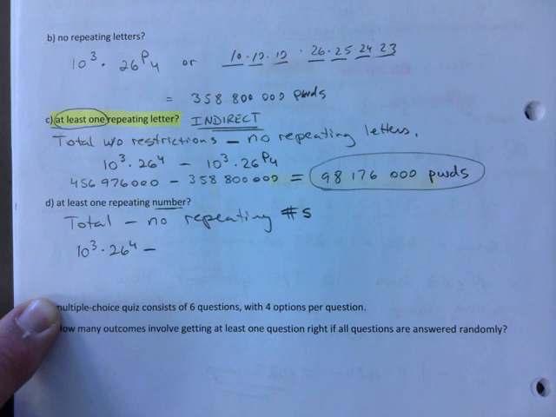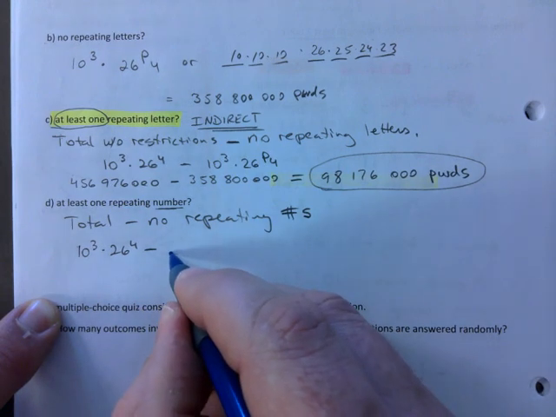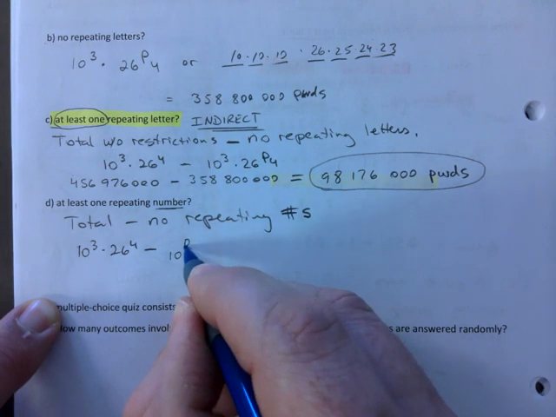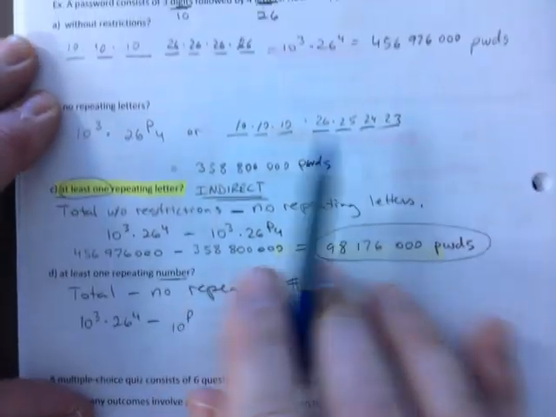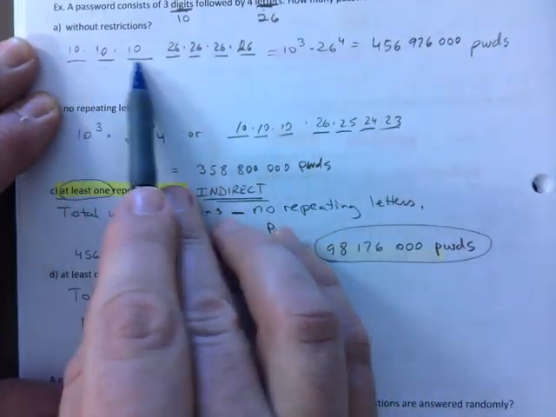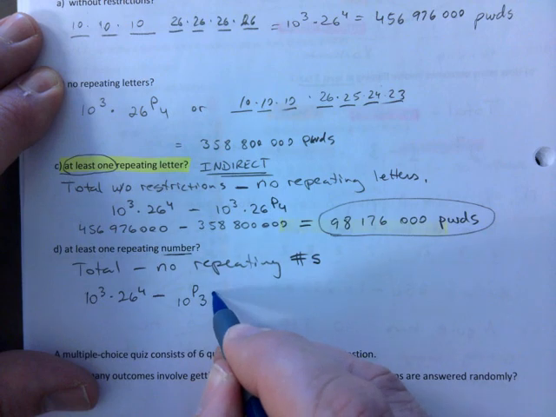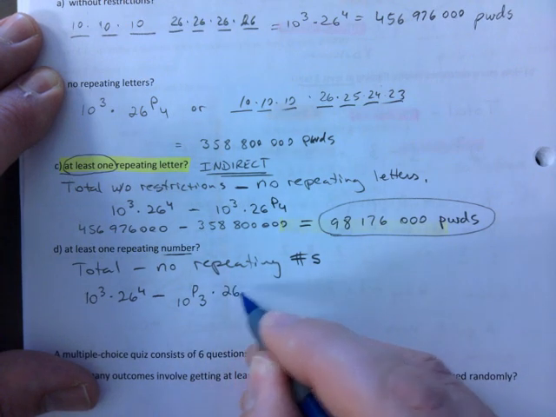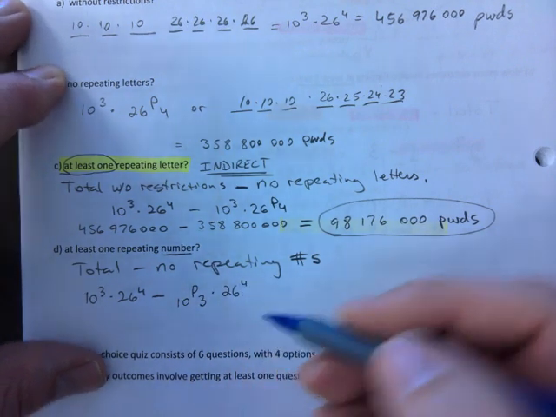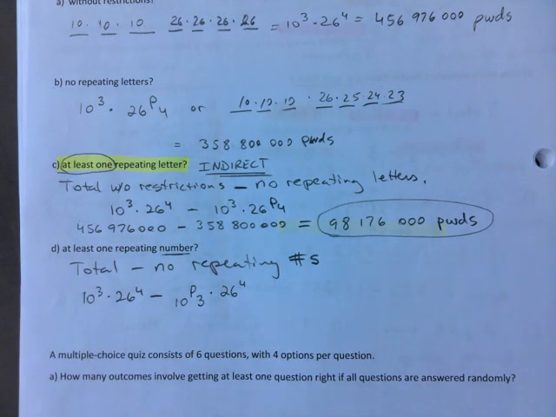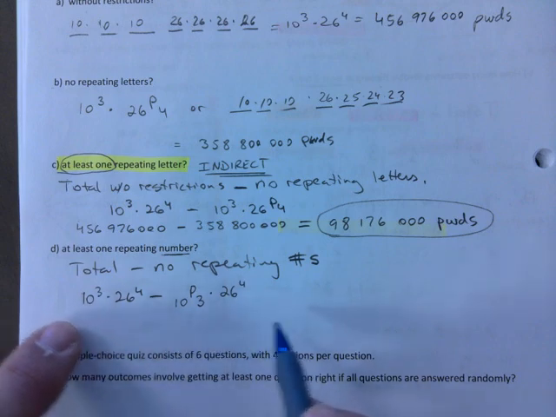How do I do the no repeating numbers part? I will go 10 pick 3. Let's go back up to my setup. I'm picking 3, right? Times 26 to the power of 4. Because the letters, I don't care right now. The letters could stay repeated for all I care. Okay, so that's how you would set it up.